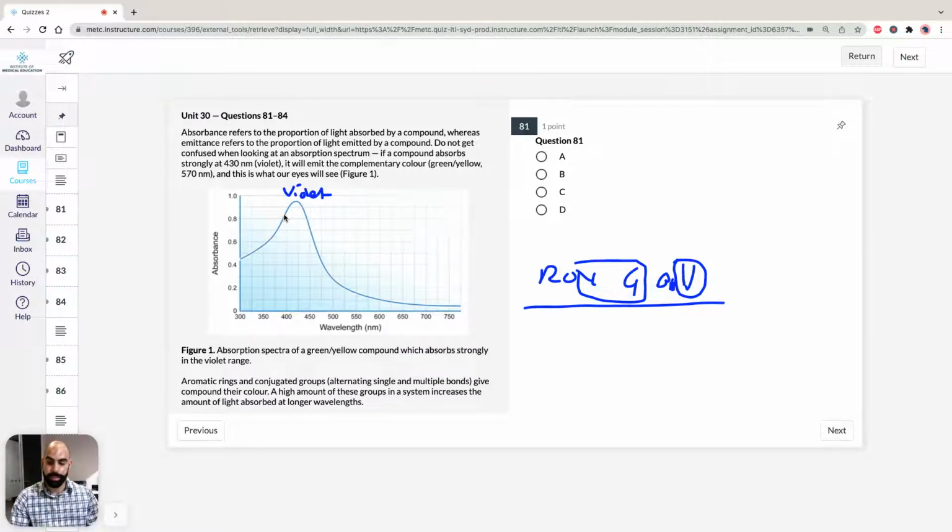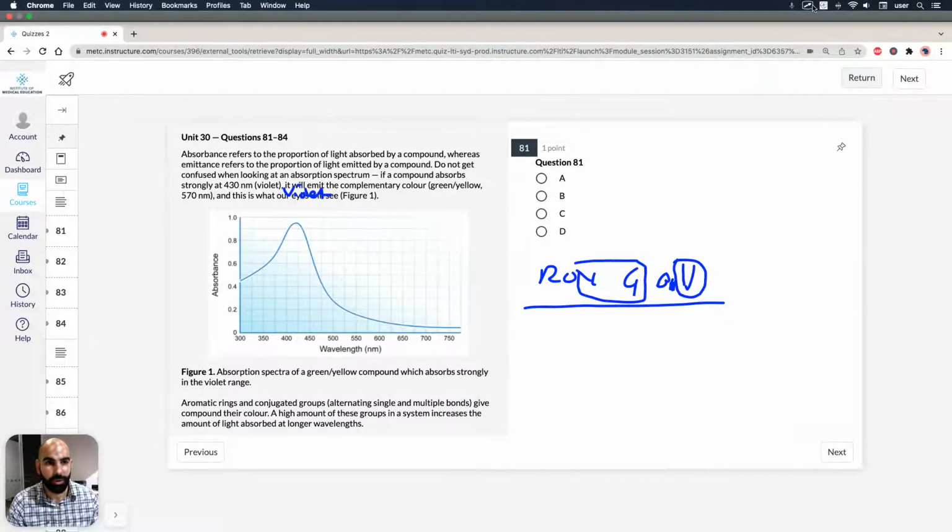What we're also told in this unit is that the color that organic compounds show, what we perceive, is due to groups that can absorb some visible radiation. We're told that these groups usually contain aromatic rings or conjugated double bonds. Conjugated double bonds are just conjugated groups, alternating single and multiple bonds, and they can give the compound its color. The unit also tells us that a greater number of these groups in the system increases the amount of light absorbed at longer wavelengths, and it gives us the color. So that's important to note.